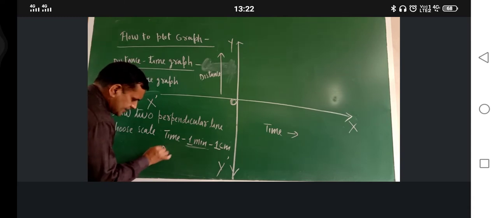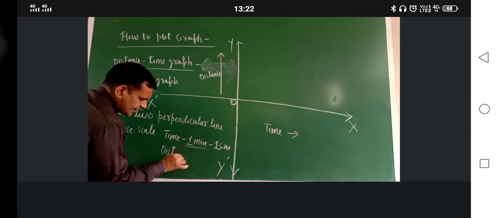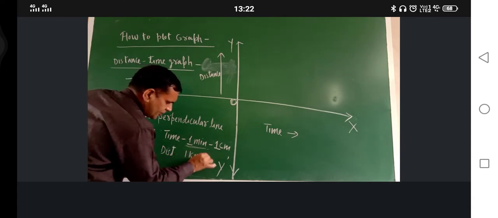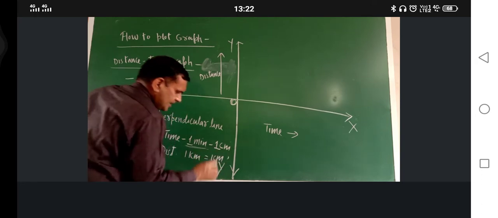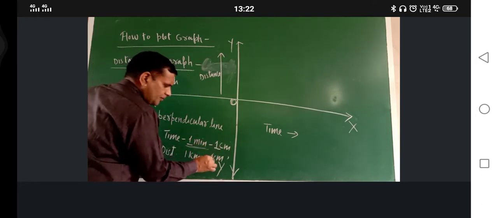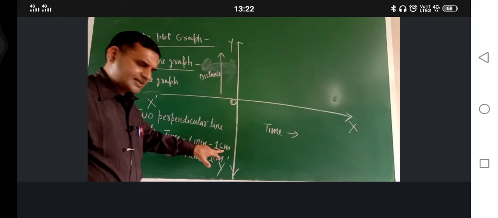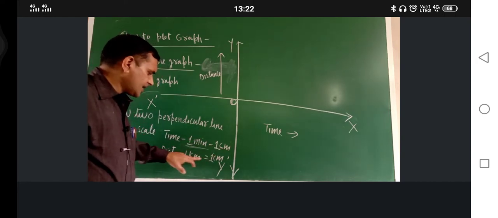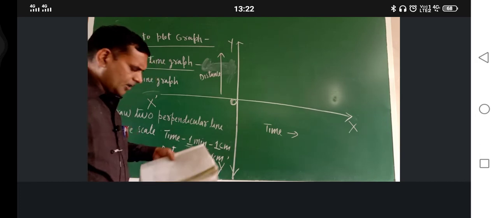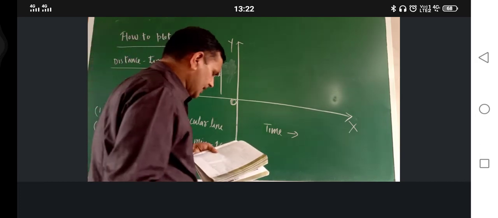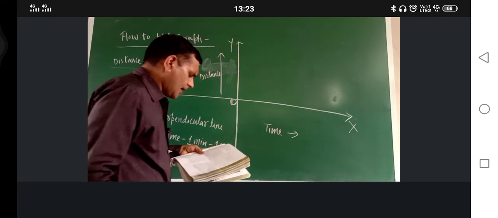Similarly, distance: 1 kilometer equal to 1 centimeter. Please remember, this scale should be similar. If for time you kept a difference of 1 centimeter, then for distance also you should keep 1 kilometer only. Have you got it?